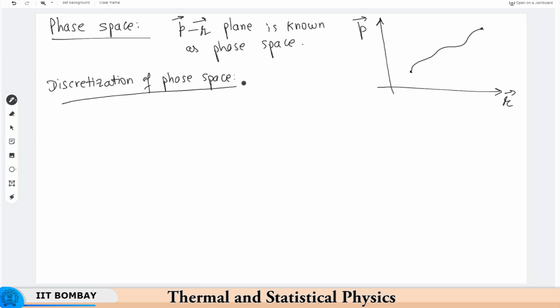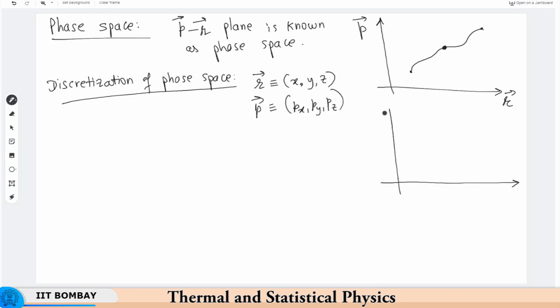All right. So, remember, like I said, say we just consider one point. Our r coordinate can be associated with x, y, and z. Similarly, the p coordinate has px, py and pz components. So, for simplicity, let us stay in the x and px space for the time being. So, this is x and this is px. But you should remember that for a 3-dimensional real space, the phase space is a 6-dimensional space.